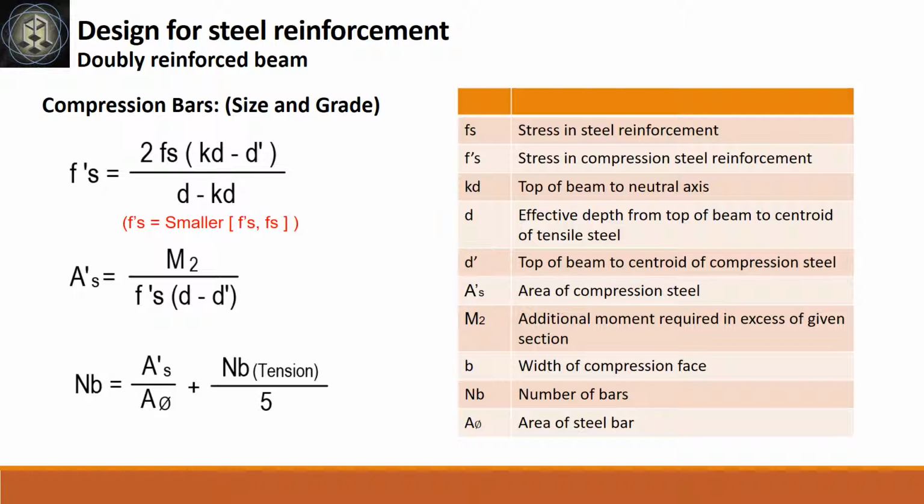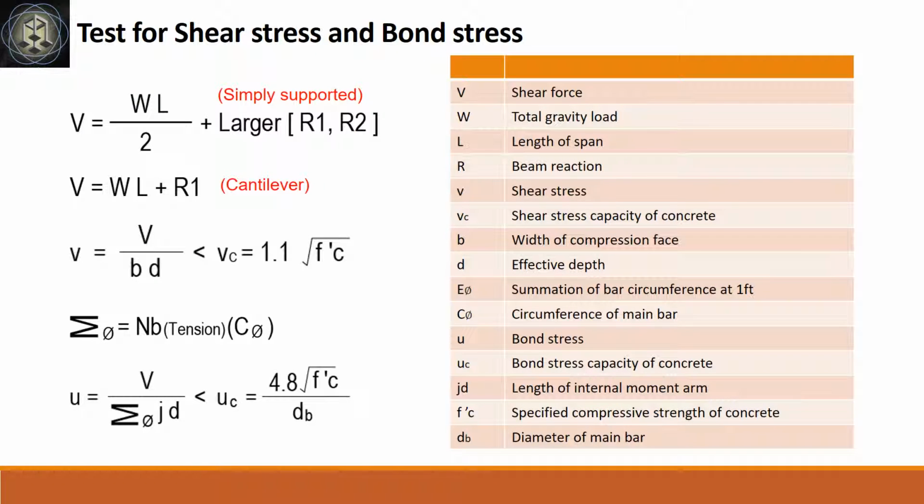As for compression bars, solve the stress in compression steel reinforcement Fs' and compare it to the stress in steel reinforcement Fs, then select the smaller value between the two and set that as the final Fs. Then solve the area of compression steel required and its equivalent number of bars. Test the shear stress and bond stress of our design against the shear and bond stress capacity of concrete, and proceed to web or stirrup design.